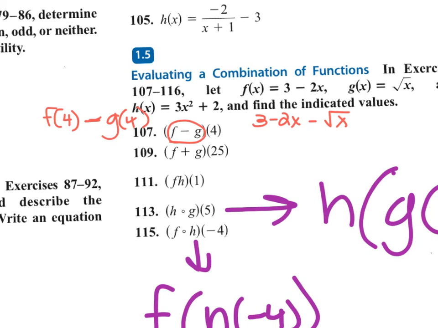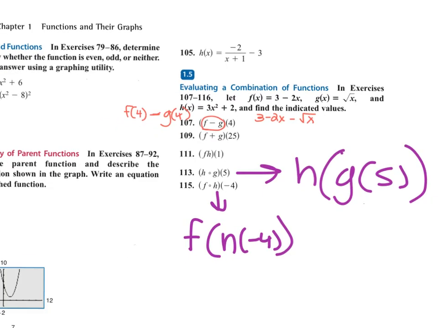So 107 and 109, there's not that big of a difference, but 111, it's obviously going to be a lot more work to FOIL out my 2 functions and then plug the value in than it would have been just to plug in the 1 and then multiply them at the end. So most likely I would go with the plugging in first.